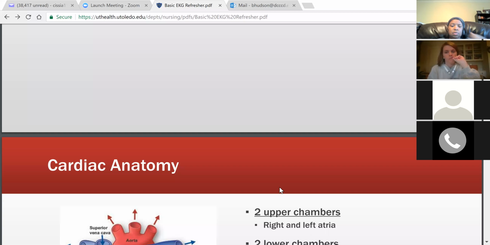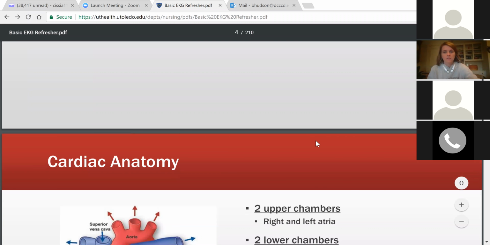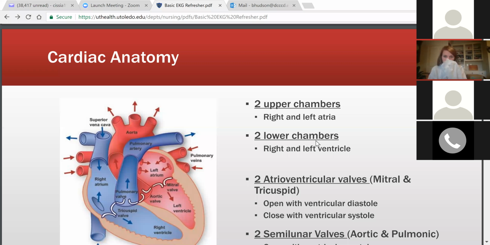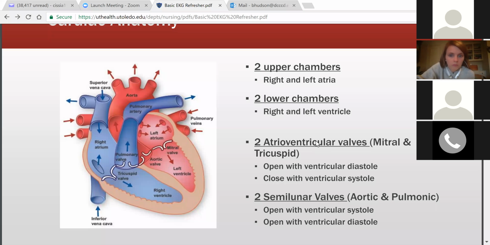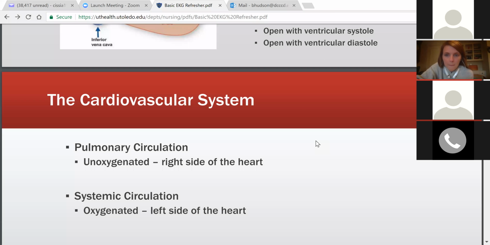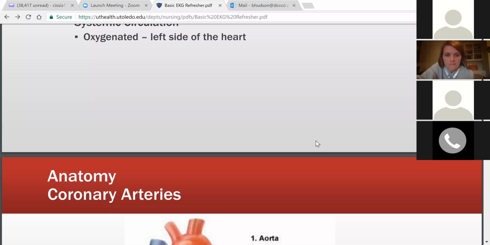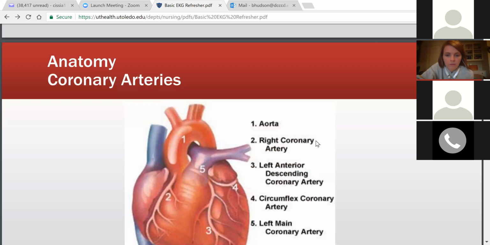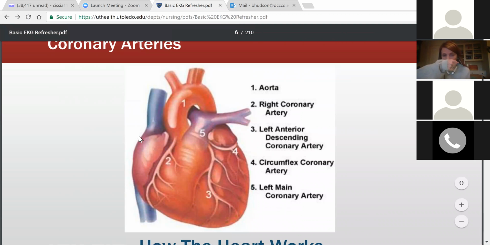All right, so can you see the screen? Yes. All right, so we've talked about the 4 chambers, correct? So this particular document goes through the whole cardiovascular system and basic ECGs, what the pulmonary and systemic circulation does. It even talks about the coronary arteries. So this is what I was referring to in lecture.